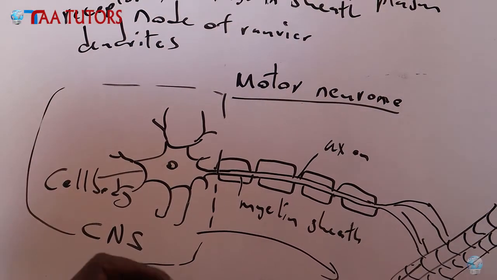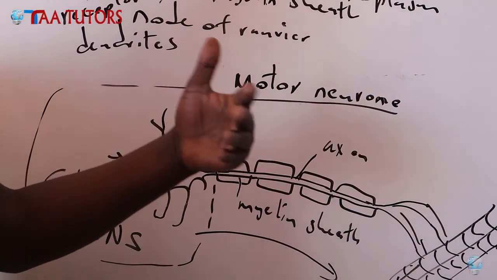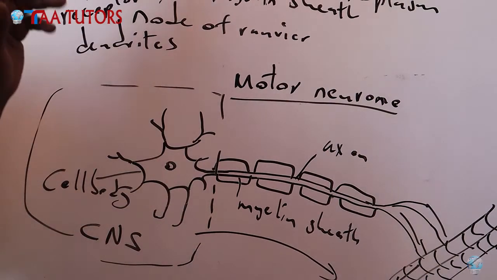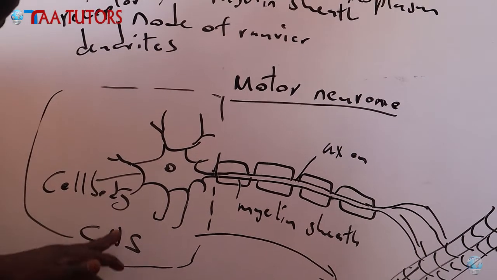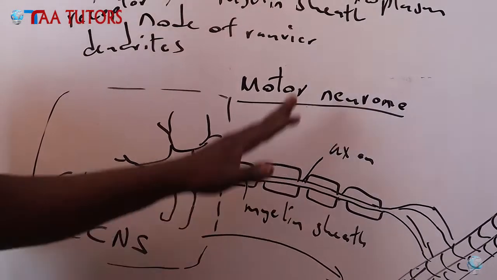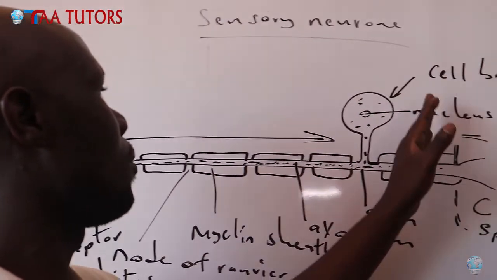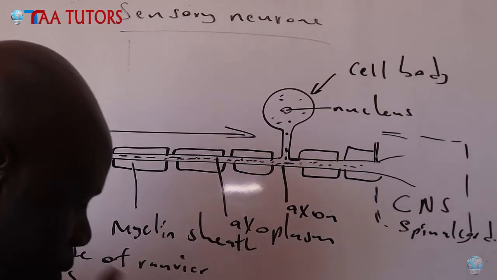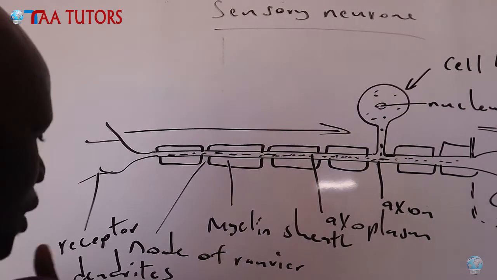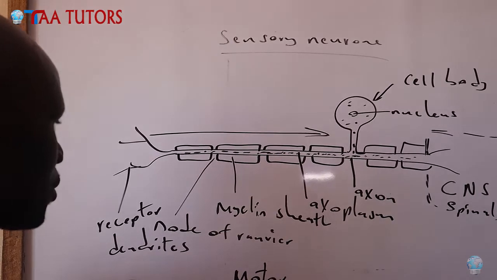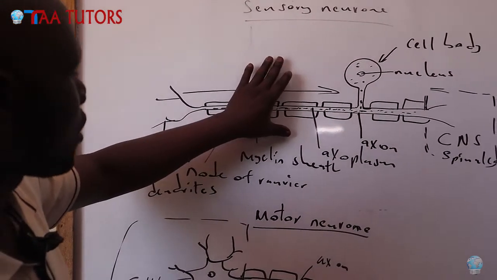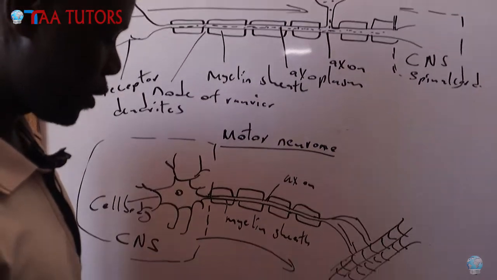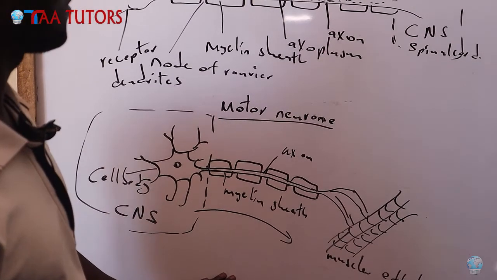Difference number two, in terms of the situational location, where are they found? This particular cell body is found inside the central nervous system, while the cell body here of the sensory neuron is found outside the nervous system. So there is that structural appearance and then the location appearance that gives us the clear difference between the two. Now this cell is a little bit longer as compared to this. That is another thing that we have to know.